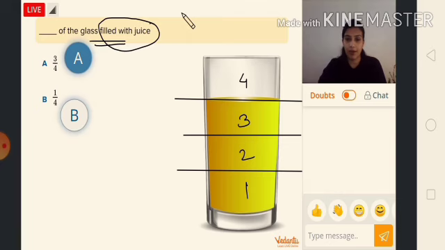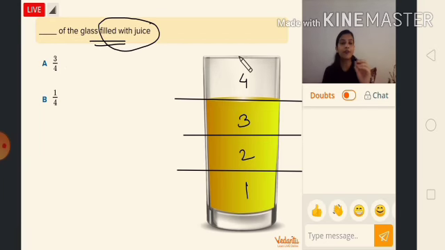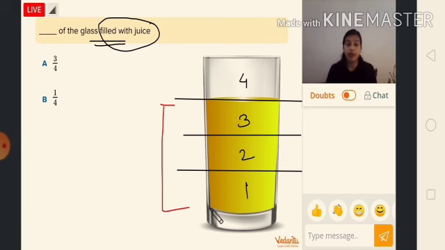Okay, right. Just one student with option B and the remaining going with option A. Amazing. So yes, it is option A only. That is the correct portion representing the glass filled with juice, right? So out of 4 portions, how many portions are filled? 3 portions, or you can also say the glass is more filled than empty.